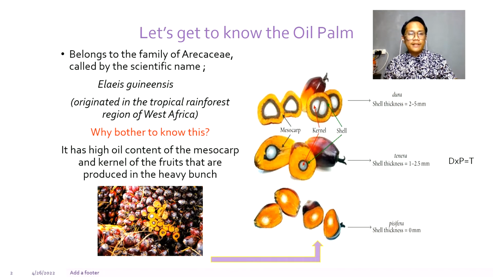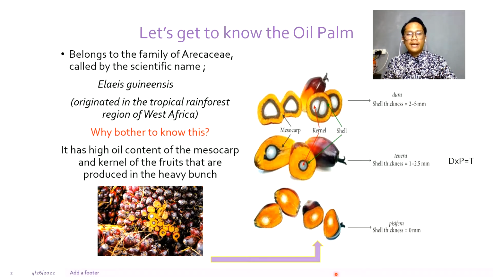Before proceeding to the main content of this slide discussion, let's get to know the oil palm first. The oil palm belongs to the family Arecaceae, with the scientific name Elaeis guineensis, which originated from the tropical rainforest region of West Africa. Why should we bother to know about this? It is because the oil palm has high oil content in the mesocarp and kernel of the fruit that are produced in a heavy bunch.